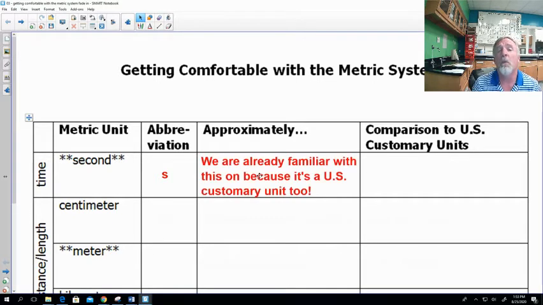Like I said before, it's the same one that we use in the English system, so we're already familiar with the units of time. The metric system also uses seconds, minutes, hours, days, weeks.